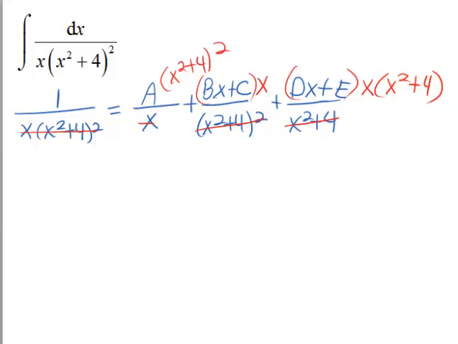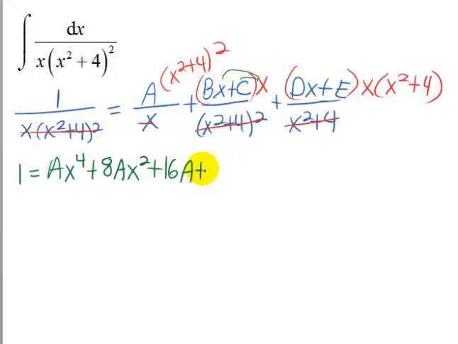Now we're going to use the method of equating coefficients, so we need to multiply everything out. So this is 1 equals this multiplied out multiplied by A. That's going to be Ax to the fourth. The middle is going to be 8x squared multiplied by that A, so 8Ax squared. The last is going to be 16 multiplied by the A. Here we'll distribute the x through, plus Bx squared plus Cx.